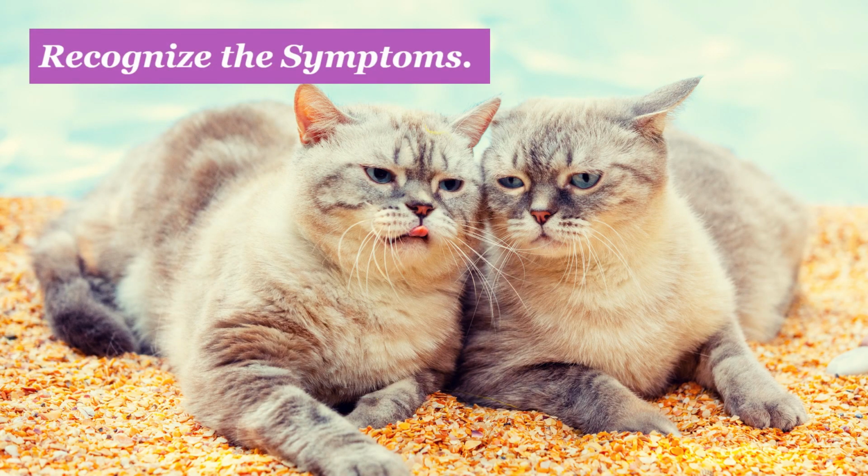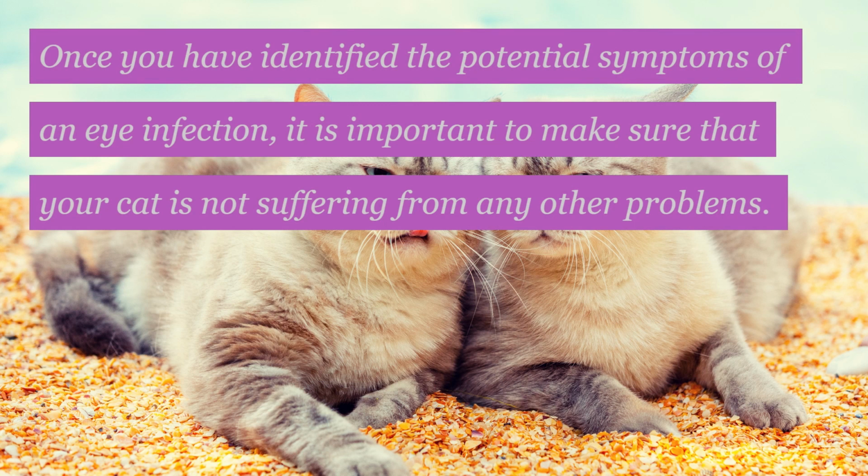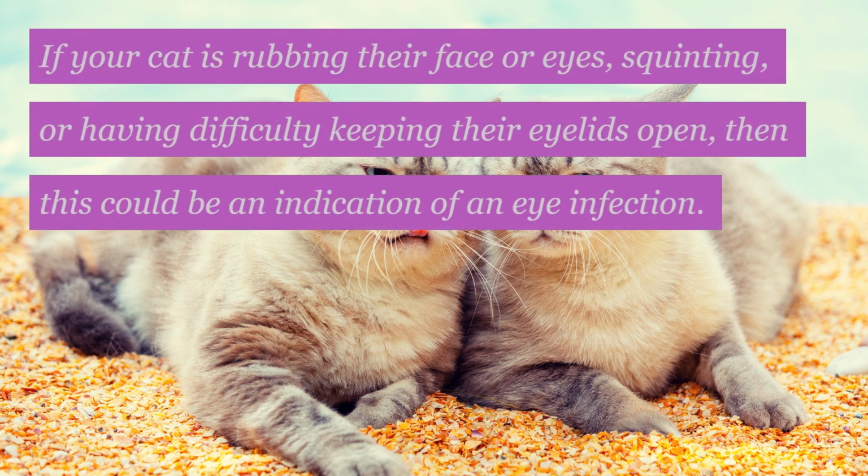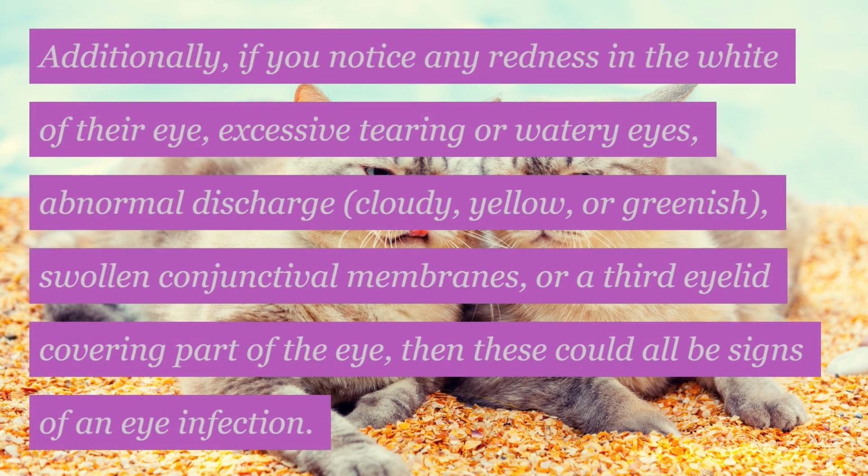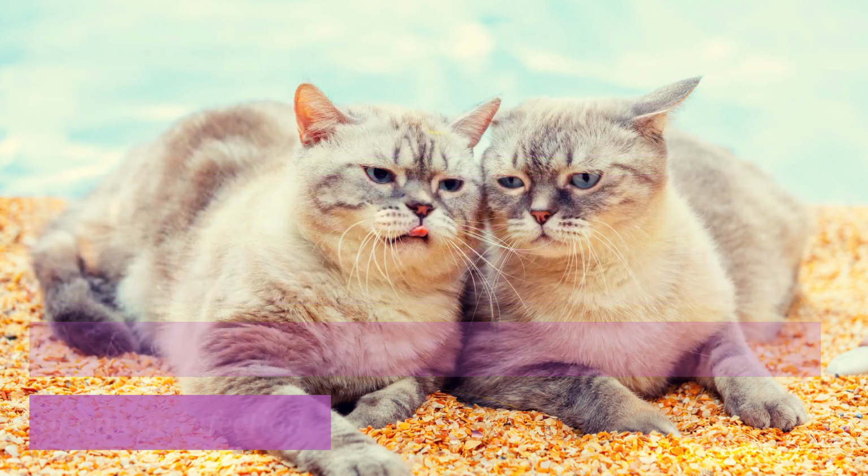Recognize the symptoms. Once you have identified the potential symptoms of an eye infection, it is important to make sure that your cat is not suffering from any other problems. If your cat is rubbing their face or eyes, squinting, or having difficulty keeping their eyelids open, then this could be an indication of an eye infection. Additionally, if you notice any redness in the white of their eye, excessive tearing or watery eyes, abnormal discharge, cloudy, yellow, or greenish, swollen conjunctival membranes, or a third eyelid covering part of the eye, then these could all be signs of an eye infection.